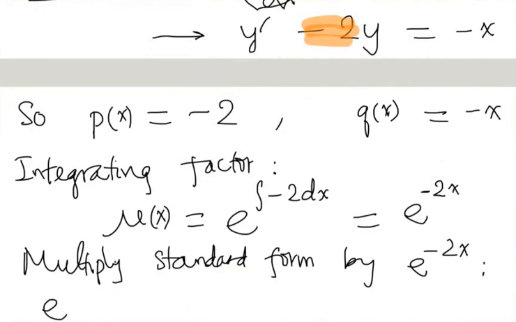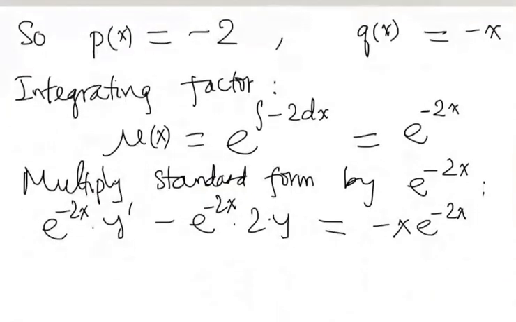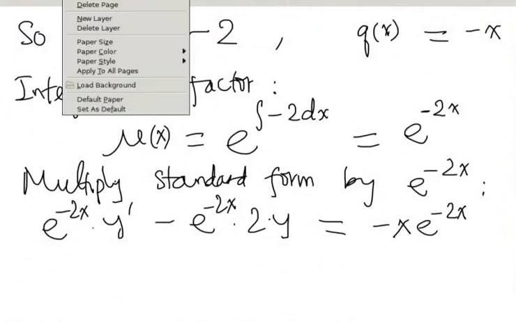We have e to the minus 2x times y prime, and then minus e to the minus 2x times 2y. On this side, we have minus x e to the minus 2x. It does not matter whether you write e to the 2x on the left or on the right, because multiplication is commutative.